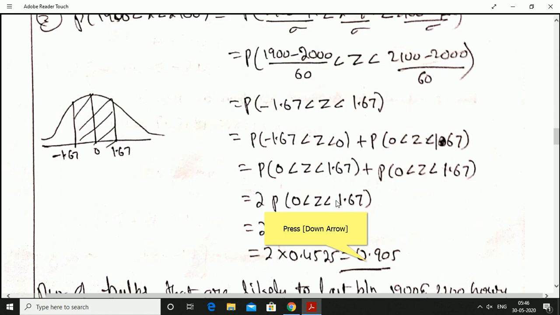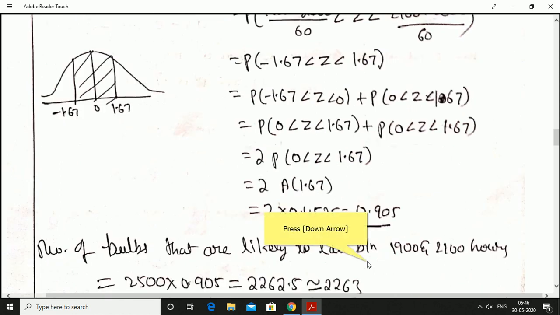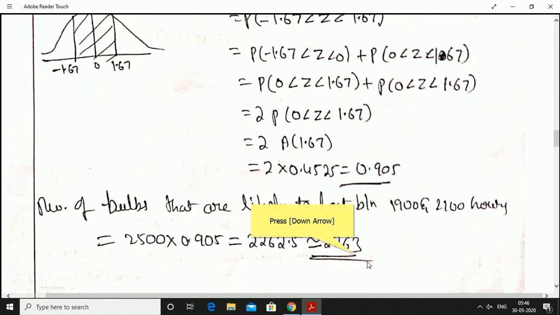The area from 0 to 1.67 I have written as A of 1.67. 2 into, from the table, 1.6 at 7 becomes 0.4525. That comes out as 0.905. So the number of bulbs that are likely to last between 1900 and 2100 hours is equal to 2263.